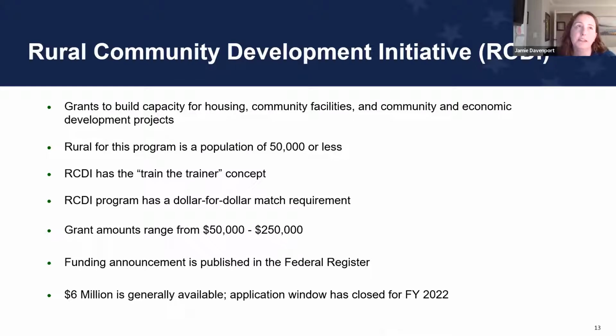Typically, again, we get about $6 million each year. We announced it in the spring. Last year, we did not award all of the available funding. So we didn't get enough applications to utilize that full amount of the funding. So that's in particular why I wanted to share it. It's not as competitive as it has been in the past. So that may change again, but we want to try and expand our outreach for that program.